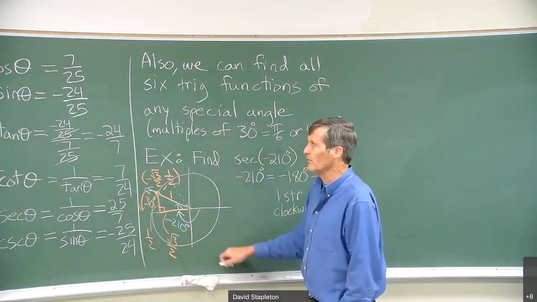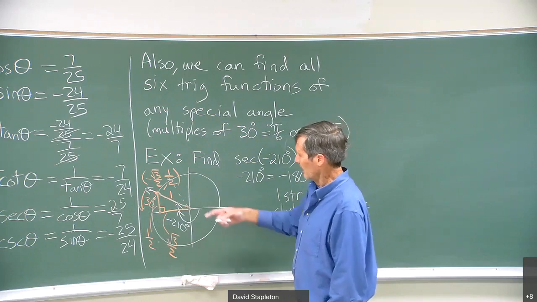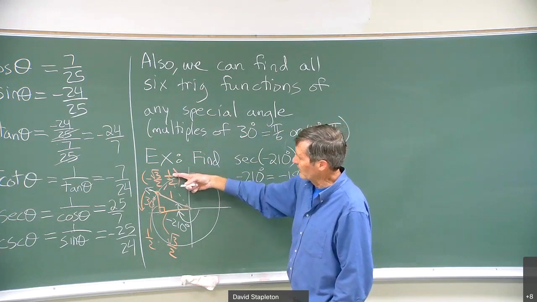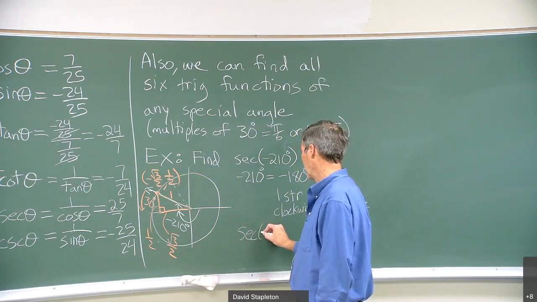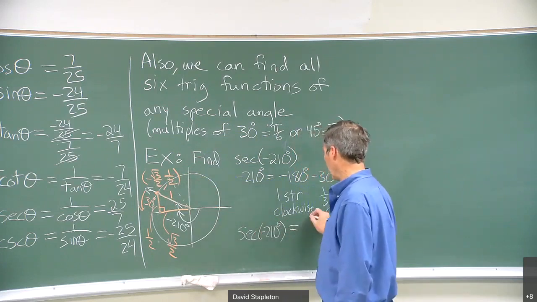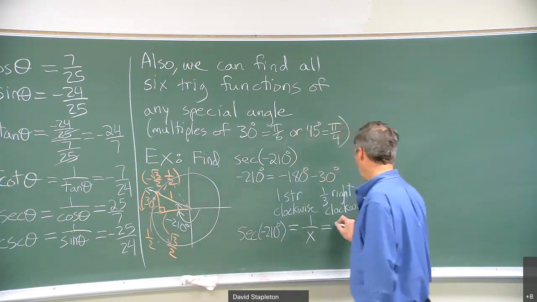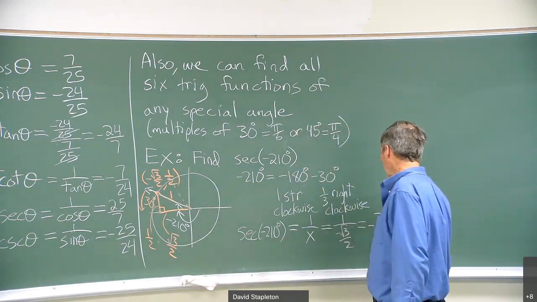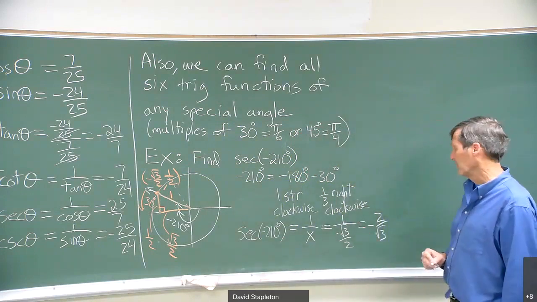Now I can find all 6 trig functions from those, just like I did here with the point on the unit circle that time. I just say cosine is this number, sine is this number, tangent is this over this, etc. Secant of minus 210 is 1 over the x coordinate, is 1 over minus square root 3 over 2. Is minus 2 over square root 3, right? Just turn it upside down to get the reciprocal. So there exactly is the secant.